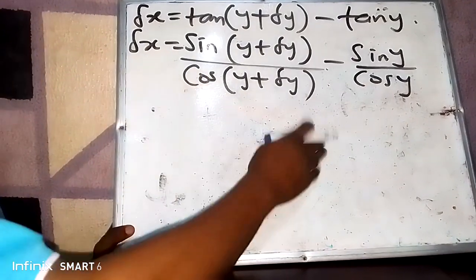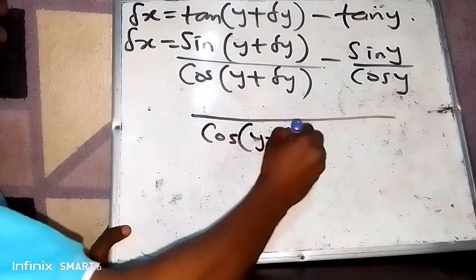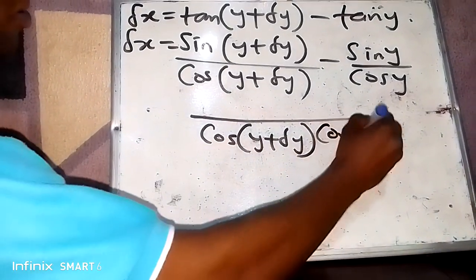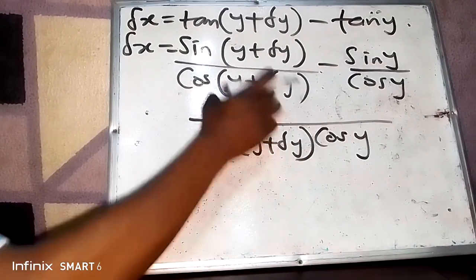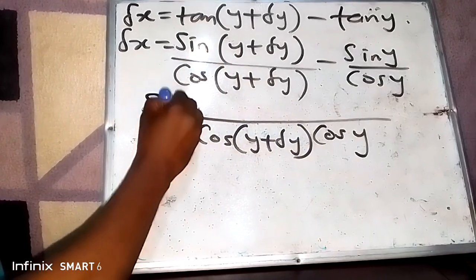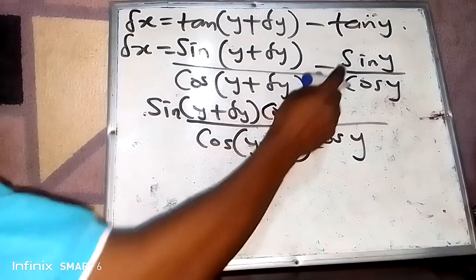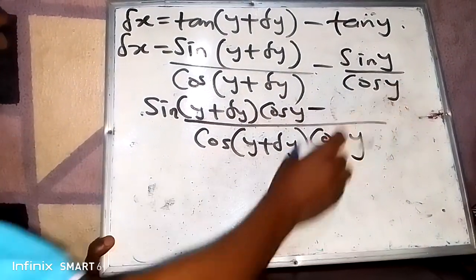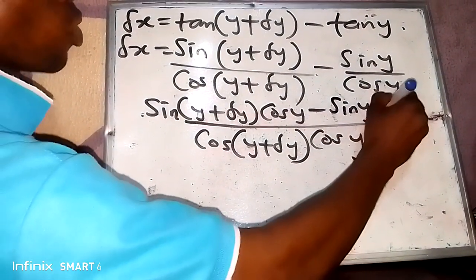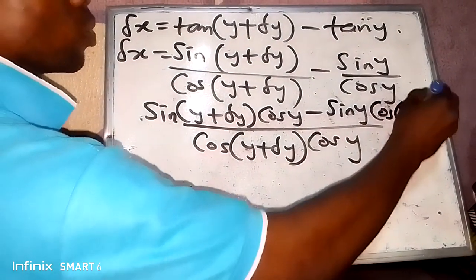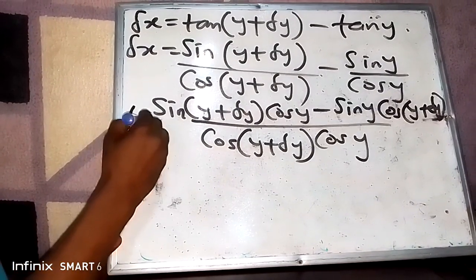After that, we'll find the LCM, and our LCM is cos open bracket y plus dy, cos y. If this cancels this, we are going to be left with sine of y plus dy times cos y, minus this cancels this, we are left with sine y times cos of y plus dy. Now, don't forget dx equals everything.